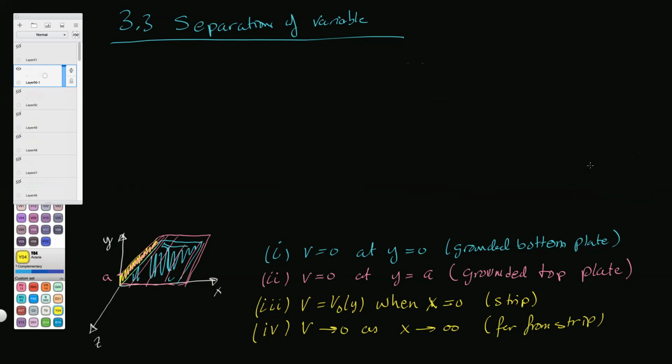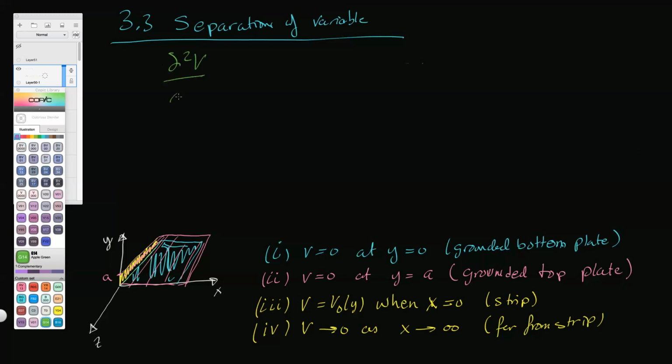Yeah. Okay, and cheap. Okay, we're gonna do Laplace's equation in 2 dimensions, in X and Y. So we have the partial squared V, partial X squared, plus the partial squared V, partial Y squared, equals 0. Because it's independent of Z, we don't care about Z. We don't expect V to have a Z in it, right?